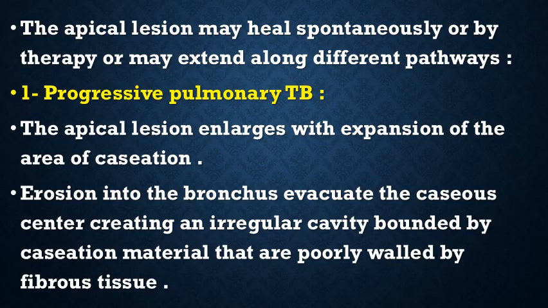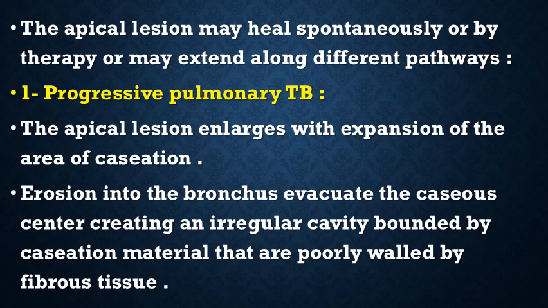The apical lesion may heal spontaneously because of the good immunity of the patient, or by treatment with anti-tuberculous drugs. The tuberculous bacilli need to be treated for a long period of time. Previously they started the treatment and continued it for about 9 months, and then decreased it to 6 months, and I think it is now just 2 months of the anti-tuberculous medication.